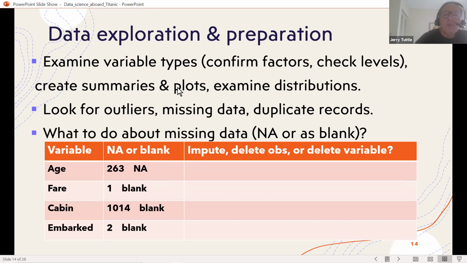We're going to create some summaries and plots, distributions, outliers, missing data, duplicate records. And the first thing I noticed is we have a lot of missing data and or blank data. And what are we going to do with them?